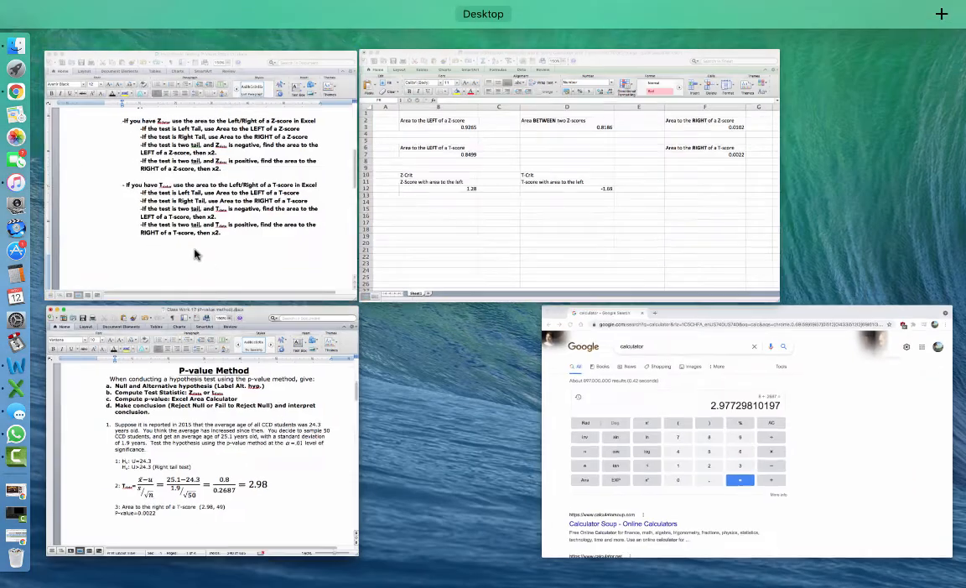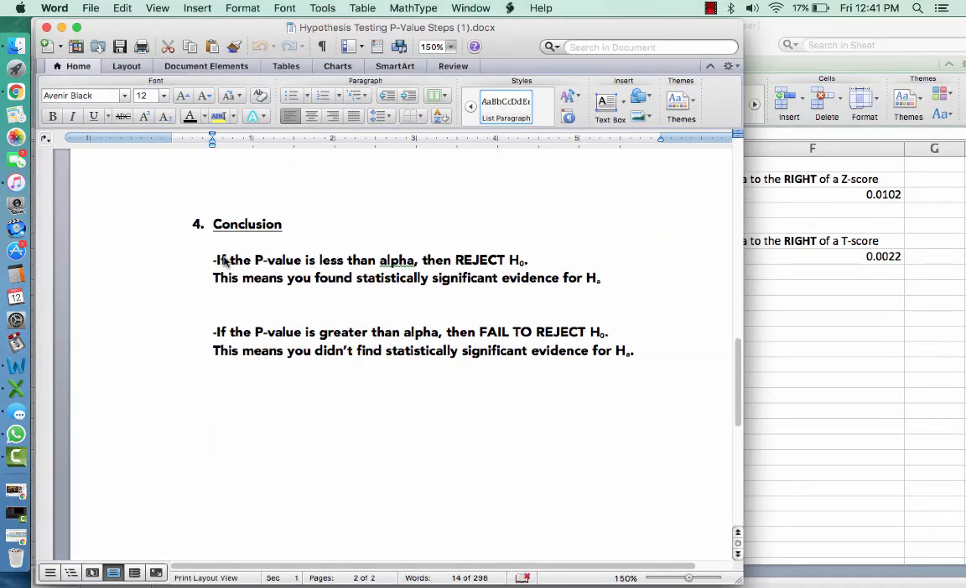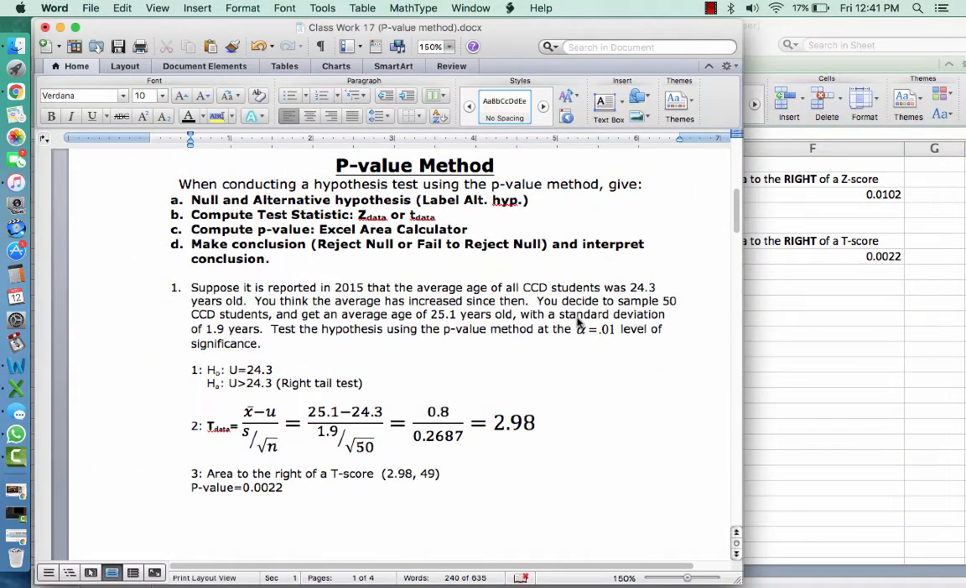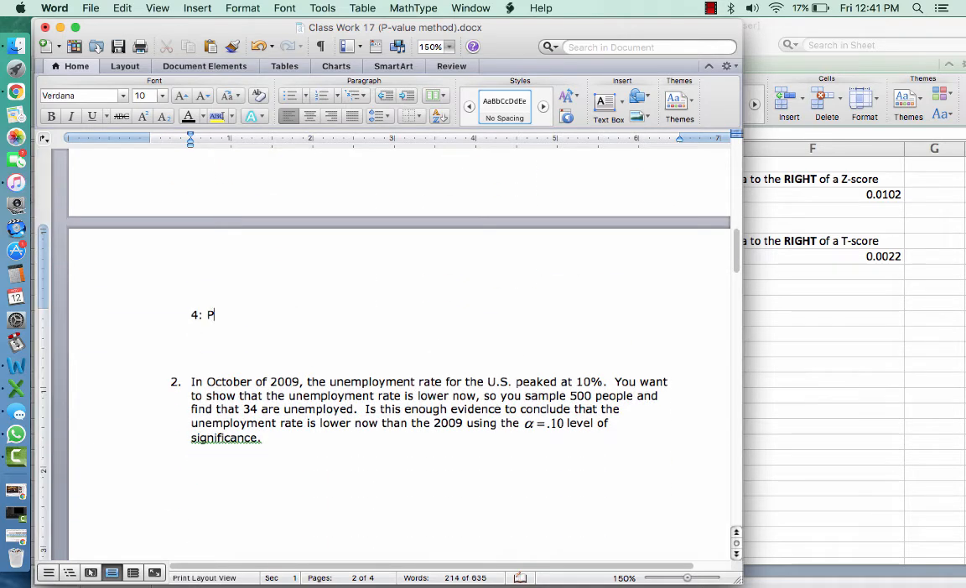So the final step of the p-value approach is the conclusion. If the p-value is less than alpha, we reject the null hypothesis. And whenever we reject the null hypothesis, that means that we have found statistically significant evidence for the alternative. That's the case here because in step 4, alpha is 0.01. So my p-value, which is 0.0022, is definitely less than alpha, which is 0.01. So in that case, I reject the null hypothesis.